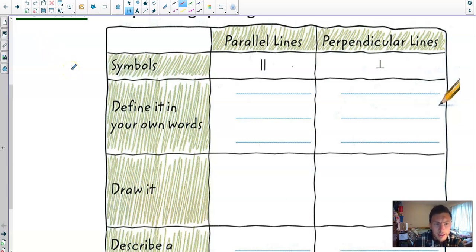So parallel lines. The first thing we need to do is define it in our own words. I don't want to get too technical. I want to stick with using words that we understand. I am using a different device here, so we're going to see how this goes.